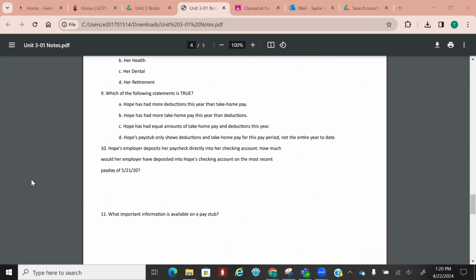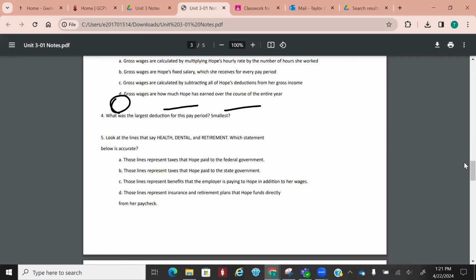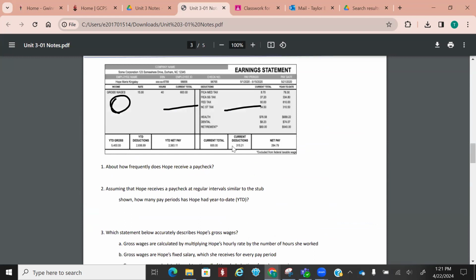Which of the following is true? Hope has earned more deductions this year than take-home pay. Hope has more take-home pay than this year's deductions. Or Hope has had equal amounts of take-home pay and deductions this year. Or Hope's pay stub only shows deductions and take-home pay for this period, not the entire year to date. So the true statement is going to be this first one. Okay, she's had more deductions than take-home pay. And again, you can look at that from her pay stub. Her current deductions versus her take-home pay, which is the year-to-date nets.